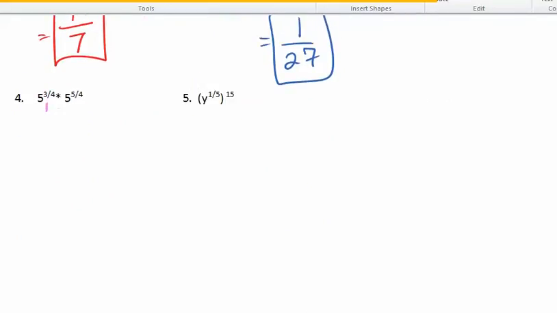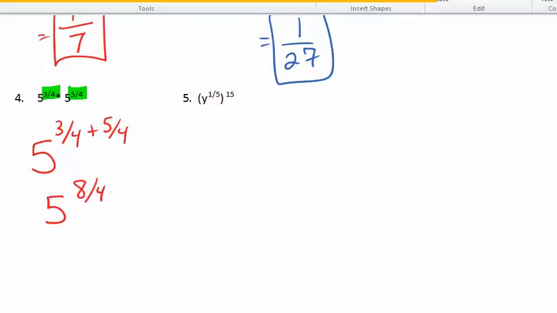And then let's go back to a few of the properties that we talked about previously. If we have the same base and we're multiplying, hopefully remember that you add those exponents. So this becomes 5 to the 3/4 plus 5/4, which becomes 5 to the 8/4, which is really 5 squared, which is 25.